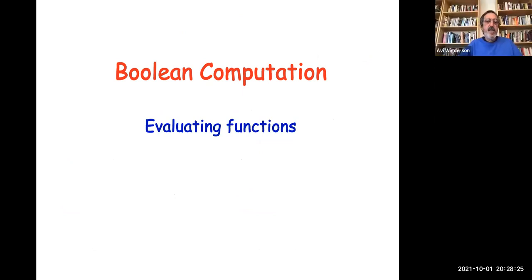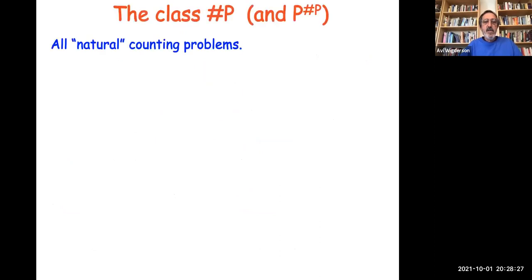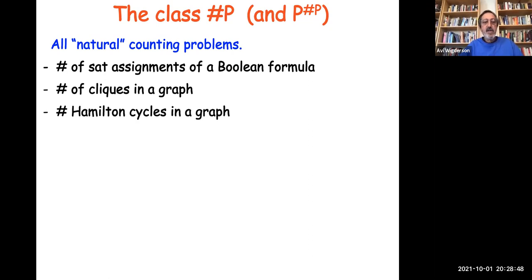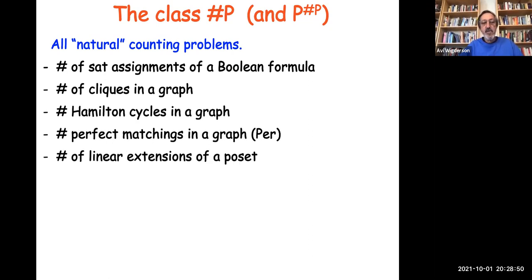Roughly, let me talk about Boolean functions. I mentioned these classes in the beginning, the counting classes. So now I'm back to Boolean computation. We want to count something. Here are natural counting problems: count the number of satisfying assignments of a Boolean formula, the number of k-cliques in a graph, Hamiltonian cycles in a graph, perfect matchings in a graph, the number of linear extensions of a poset, the number of spanning trees of a graph, and so on.